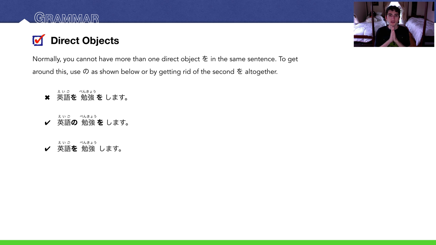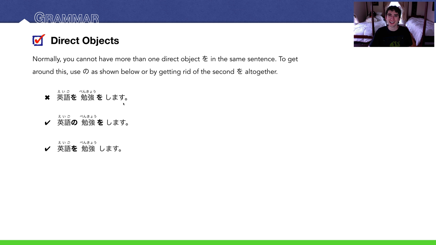So, let's get a little technical here, little disclaimer. There were some verbs that we learned that already had o in them. 勉強をします。宿題をします。 Okay? So, normally in a Japanese sentence, you cannot have more than one direct object o in the same sentence. So, for example, this first sentence right here is wrong grammatically and just sounds wrong.